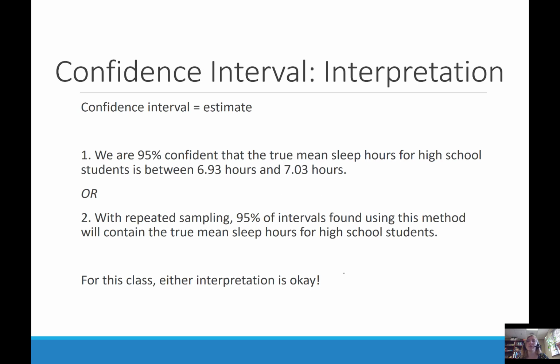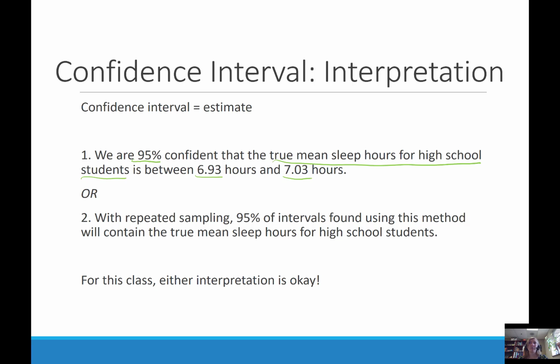In addition to calculating a confidence interval, we need to interpret it. The basic format for an interpretation will always include the confidence level, the parameter, and the interval. You may choose either option 1 or option 2 for the interpretation format. However, do not combine the two interpretations, as this is completely incorrect. Therefore, you may say that we are 95% confident that the true mean sleep hours for high school students is between 6.93 hours and 7.03 hours. 95% is our confidence level. The true mean sleep hours for high school students is our parameter, and 6.93 to 7.03 is our interval.